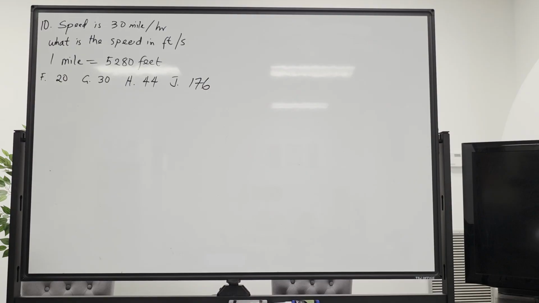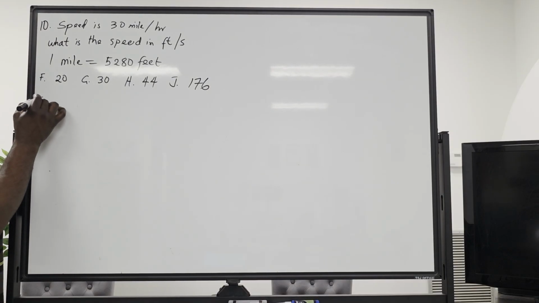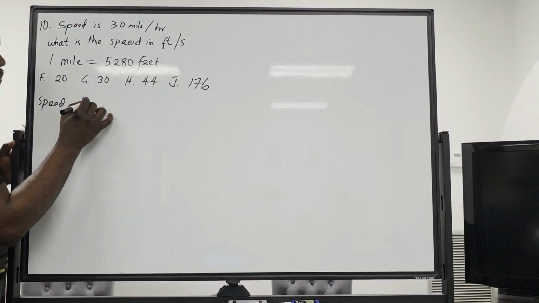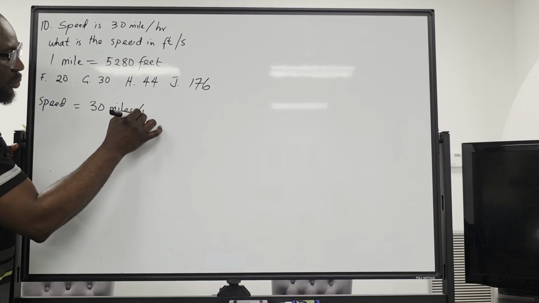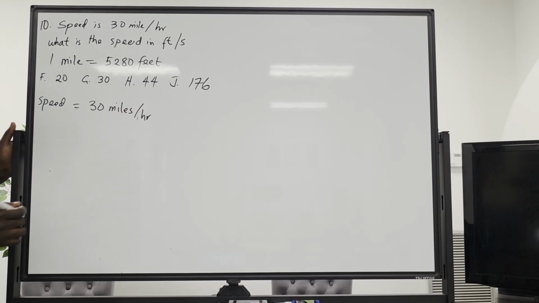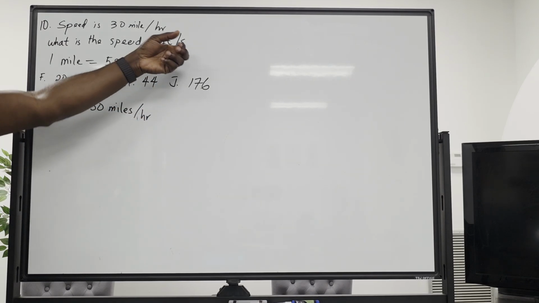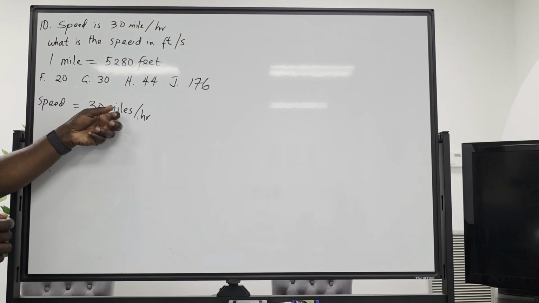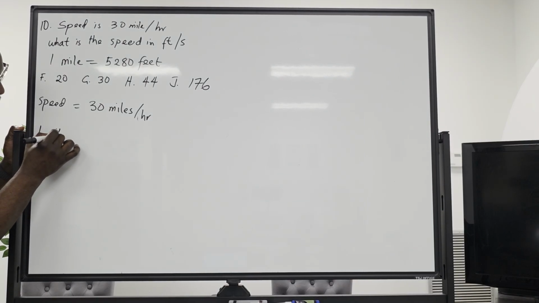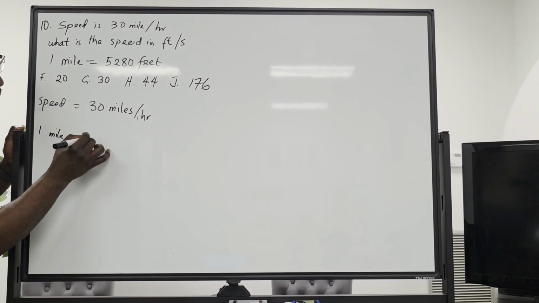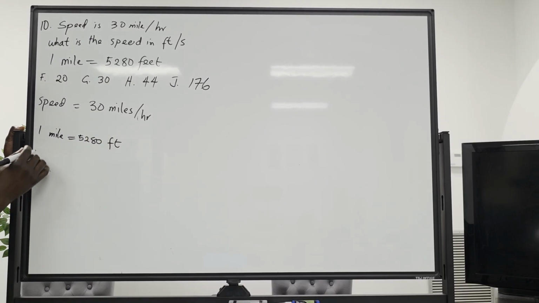So this is a conversion question. The speed is 30 miles per hour, and we're trying to go from miles per hour to feet per second. So let's turn the miles into feet. They said 1 mile is equal to 5280 feet, right? So 30 miles will be how many feet? That's what we're looking for. So let's convert 30 miles to feet.